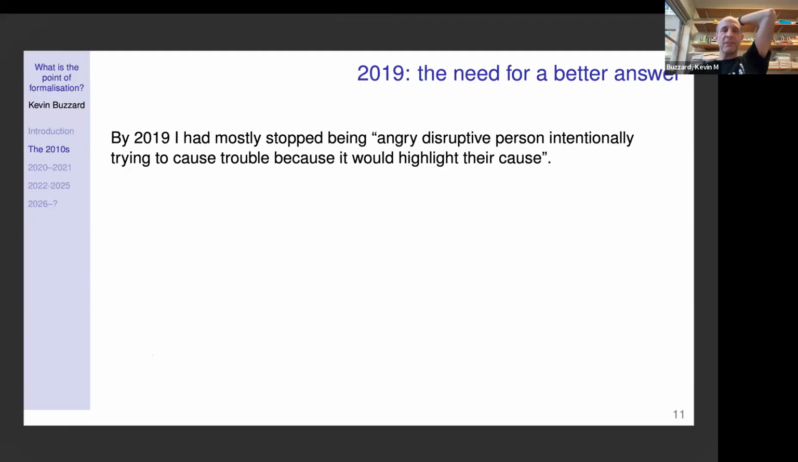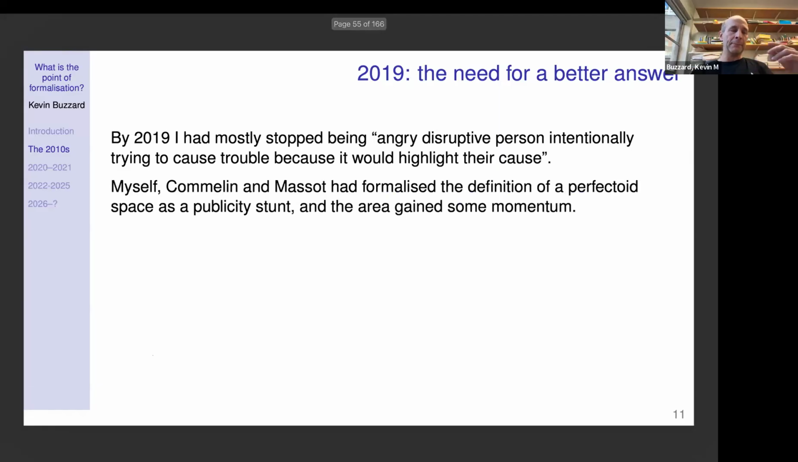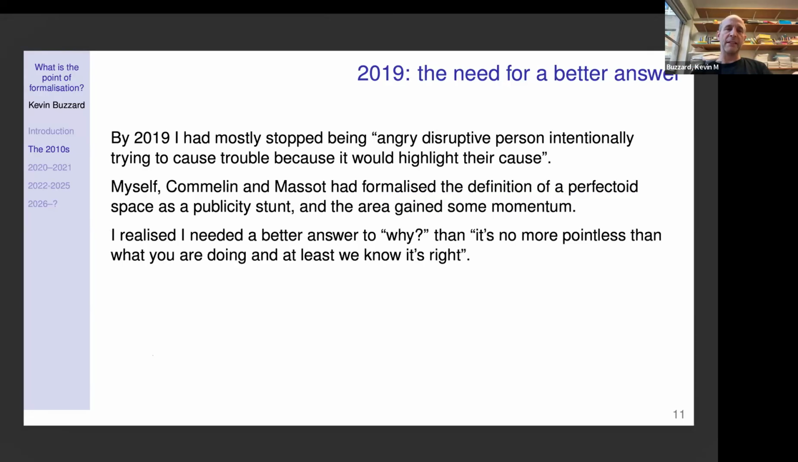And then, of course, things moved on. By 2019, I'd stopped trying to drive attention to the area by being intentionally provocative, because we'd done a much better publicity stunt, which was formalizing the definition of a perfectoid space. And the area got some momentum as a consequence of that. More mathematicians moved into the area. And so I realized I needed a better answer to "it's no more pointless than what you're doing." And at least we know it's right.